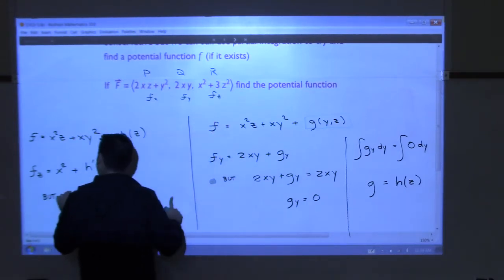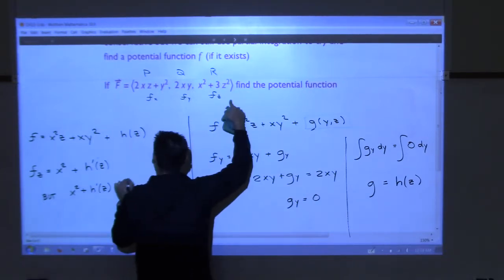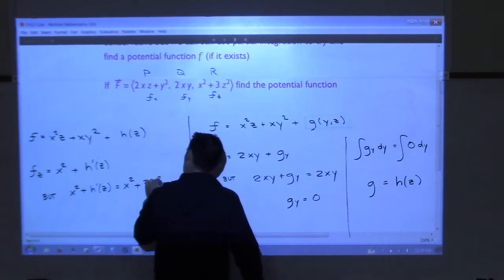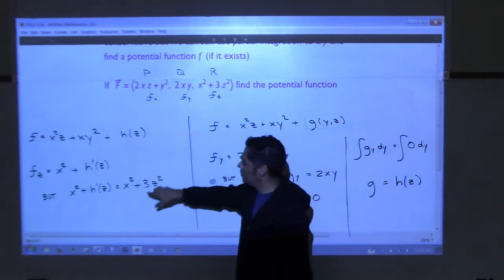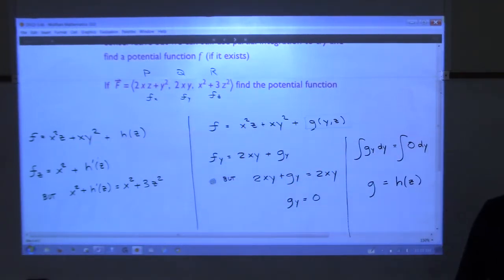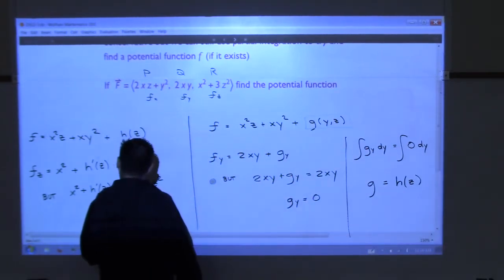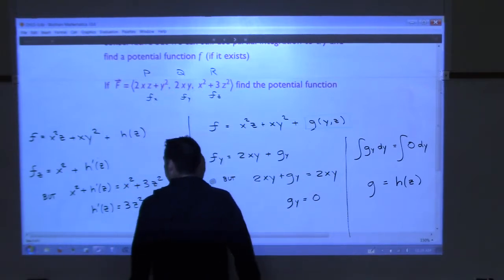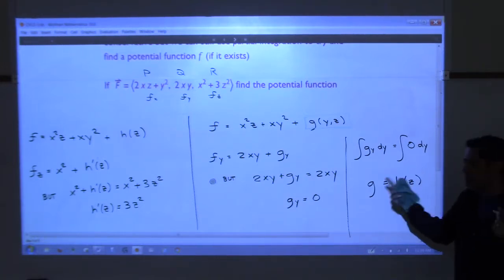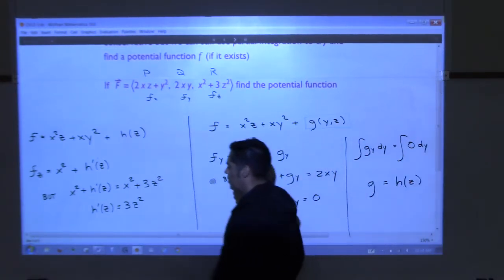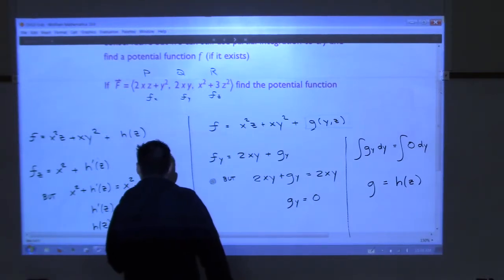But x squared plus h prime of z must equal x squared plus 3z squared, right? I'm trying to match it to the third component. Subtract x squared on both sides, and you get h prime of z must be 3z squared. Well, now you know what h is, right? You can just integrate now? Or, I mean, you could just look at that and tell what it came from, right? So what is h of z then? Z cubed plus some constant.